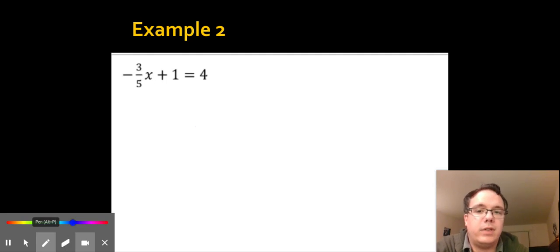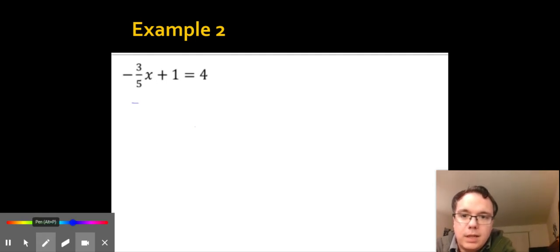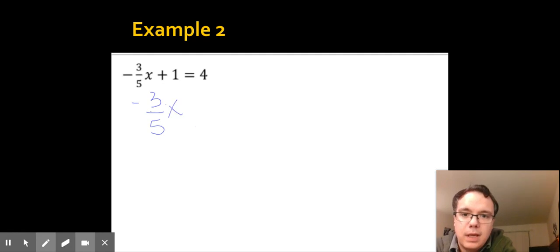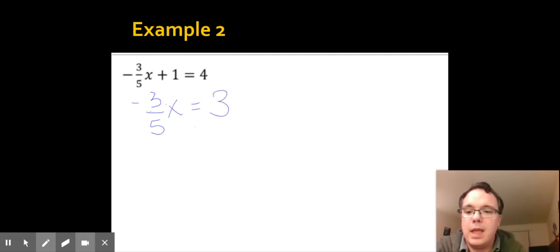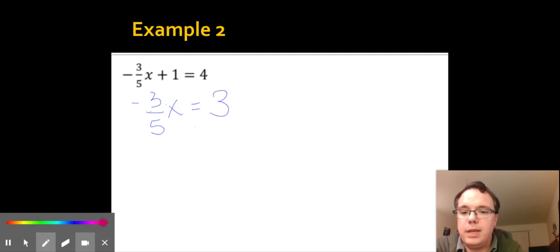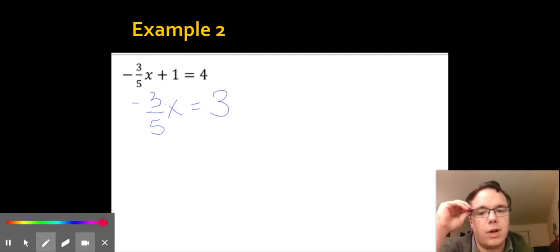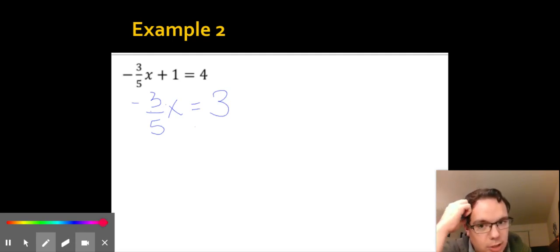What's the inverse of adding 1? Well, that is subtracting 1 from each side. So if you do that, on the left, we're just left with negative 3/5 x. And on the right, 4 minus 1 is 3. I am going to show this step here because it is something sometimes we struggle to remember how to do, and that is dividing by a fraction.